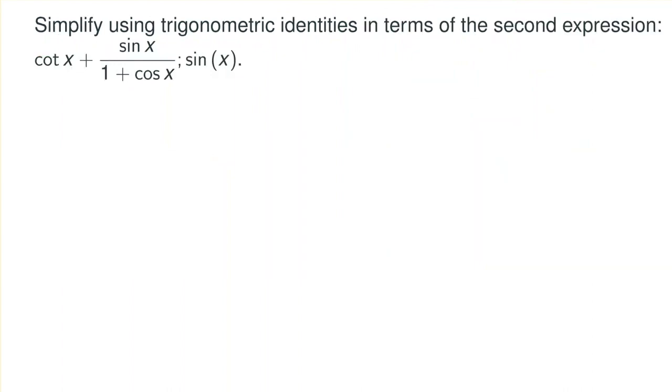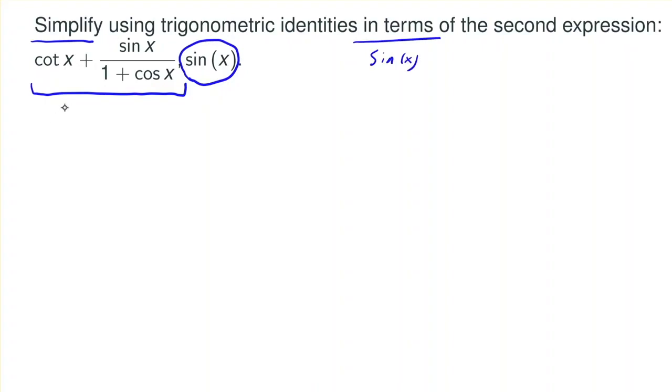Simplify using the trig identities in terms of the second expression. We're going to simplify this expression, and the final answer should only have something in terms of sine. So it can be sine, sine squared, a number times sine, a number divided by sine, just in terms of sine. Okay, so let's start here.